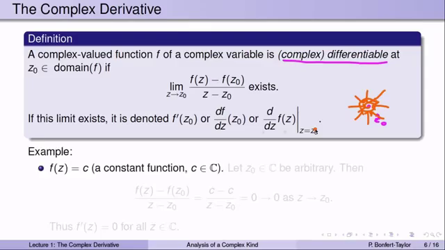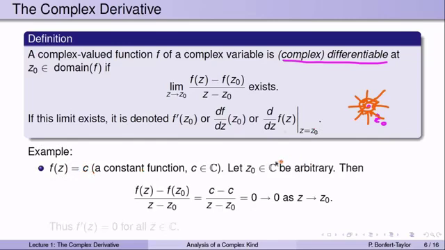Let's look at some examples. Suppose f of z is a constant function, so no matter what z you plug in, you get the same constant value out of it. If you prefer, you can just think about a specific constant like 10 right here. Pick a z0 in C and look at this difference quotient. What is f of z minus f of z0 divided by z minus z0?